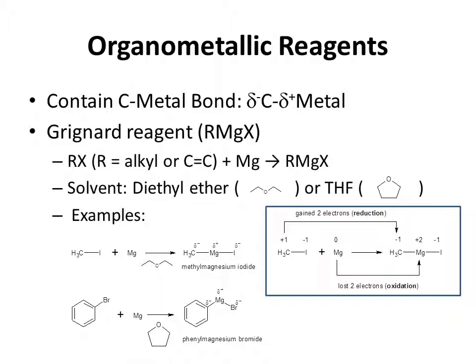In the bottom example, we have bromobenzene reacting with magnesium, and this time we're using THF as our solvent to form phenylmagnesium bromide. You can see that the carbon connected to the magnesium is partially negative, magnesium is partially positive.